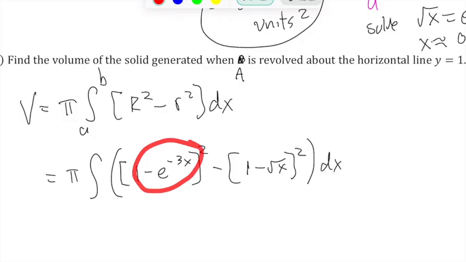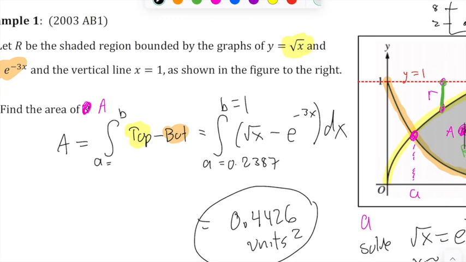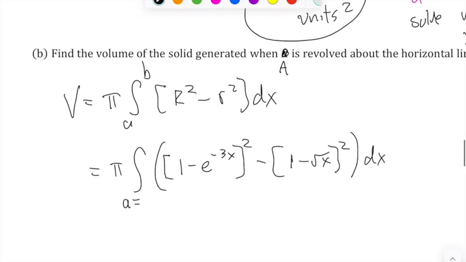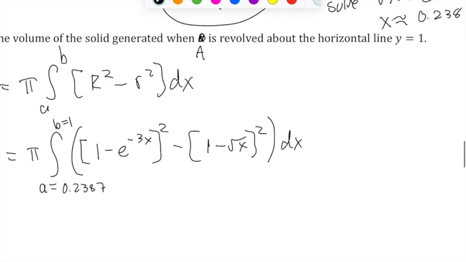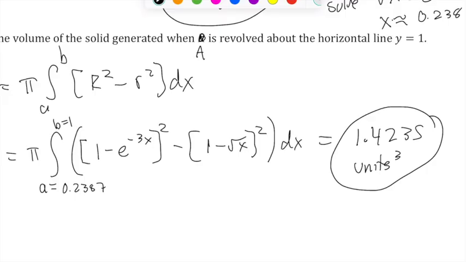Again, this was our big R squared minus our little r squared. And our boundaries are the same as above from here. So it's 0.2387 and b is equal to 1. And you just type that into your calculator and you're going to get that the volume of that shape is 1.4235 units cubed. And there you go. There's example 1.